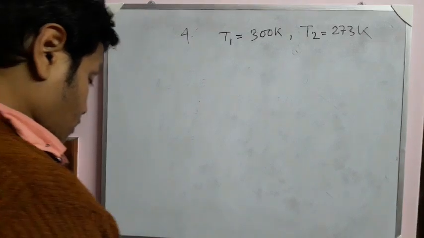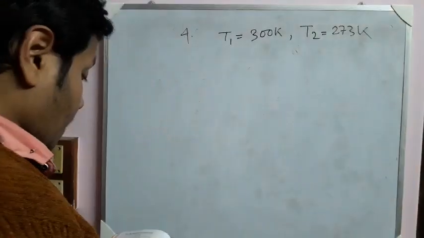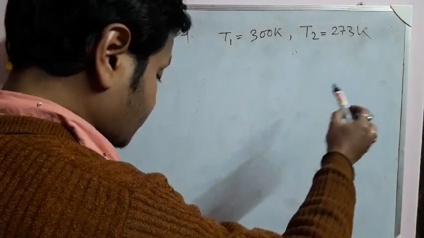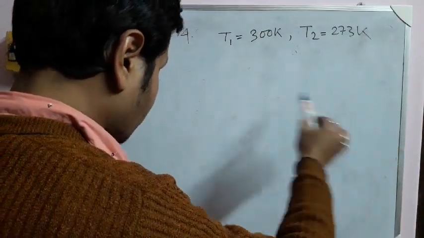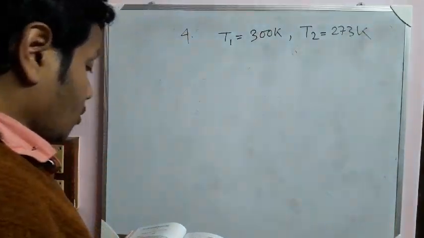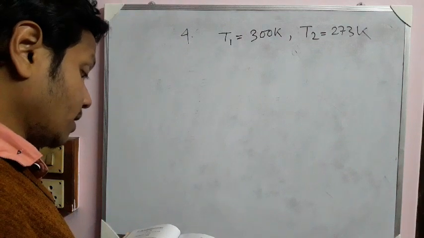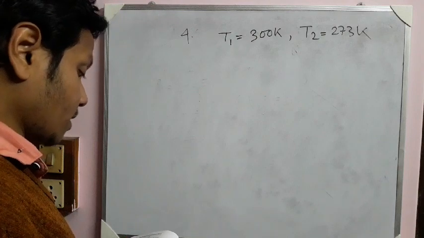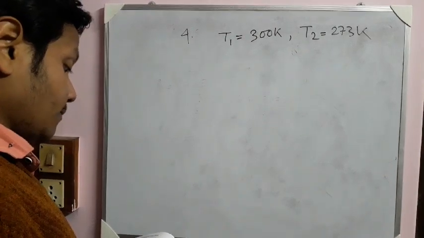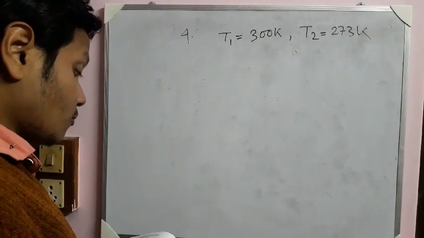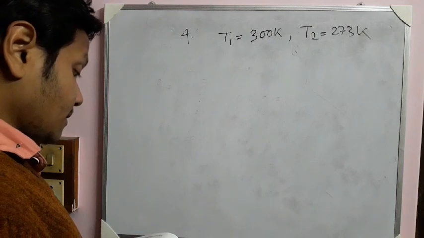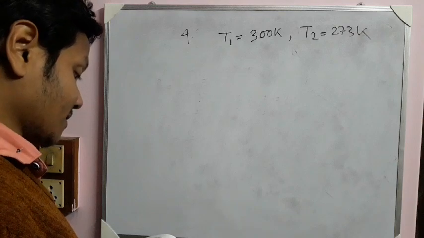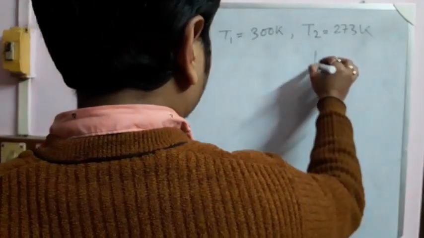Here the question is: a Carnot refrigerator takes heat from water at 0 degrees Celsius and discards it to a room temperature at 27 degrees Celsius. 1 kg of water at 0 degrees Celsius is to be changed into ice at 0 degrees Celsius. So remember, 1 kg of water at 0 degrees Celsius is to be changed into ice at 0 degrees Celsius.